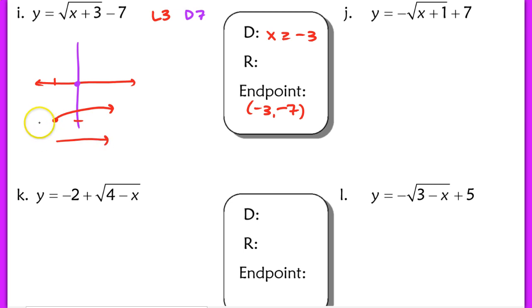And as we increase x values, the y output will also increase to positive infinity. So this is going to be y is greater than or equal to negative 7. Okay, I'd like you guys to try J and K on your own after we do example L together. Just make sure you understand how the different transformations affect the graph and that you're able to draw at least a rough sketch at this point.